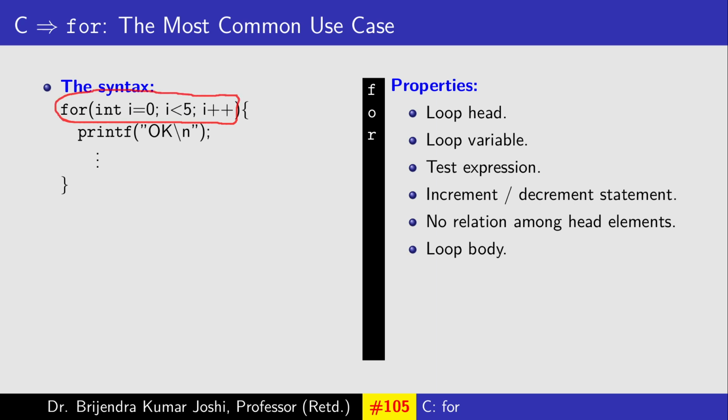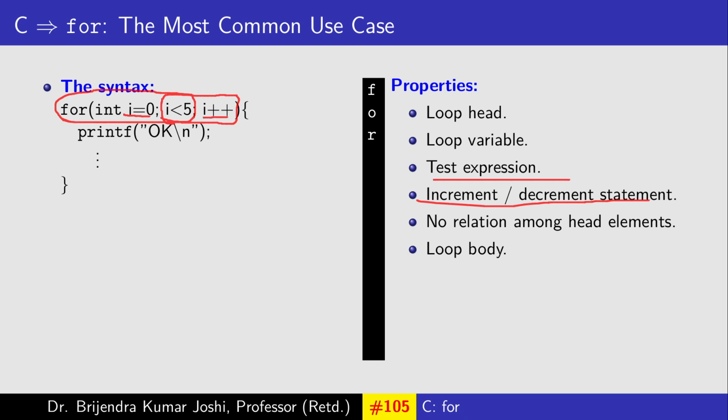Loop variable, I, is referred to as the loop variable because it takes an active part in controlling the number of times the loop is to be executed. So this is the loop variable. Here the loop variable is I. This is the test expression. Then the increment/decrement statement. So here I have written an increment statement.